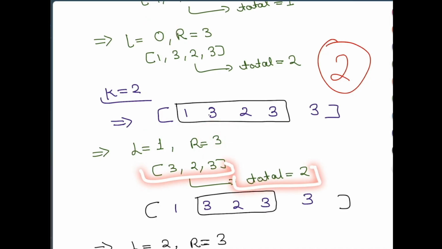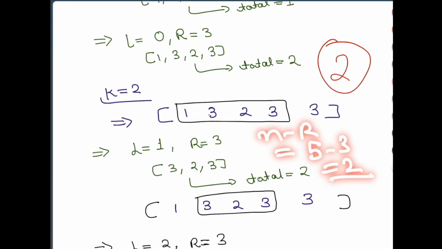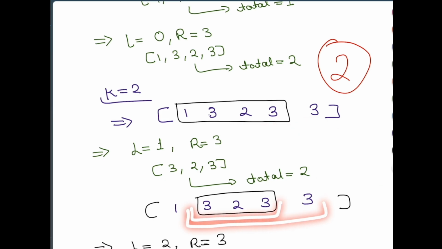Now the total, will it decrease? We removed an element which is 1, that is not equal to 3. So there is no change in the total. So from here we can say that this 3, 2, 3 is also valid. So how many subarrays have we got? Since the value of r is still 3, I can say n minus r, which is equal to 5 minus 3, which is 2. I got 2 more subarrays. What are those subarrays? 3, 2, 3, and 3, 2, 3, 3, right? So I got 2 more subarrays.